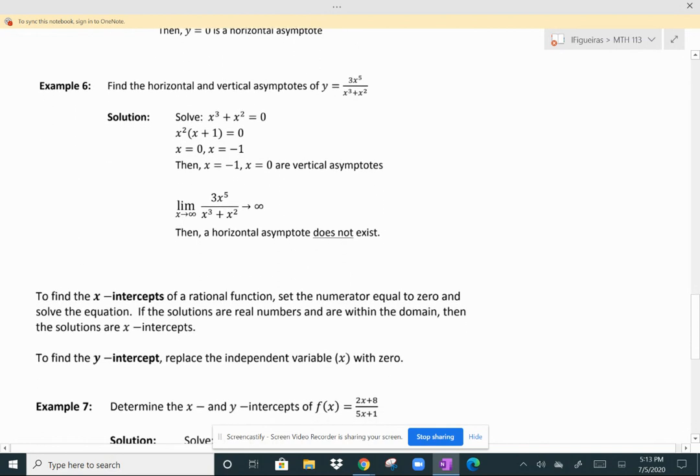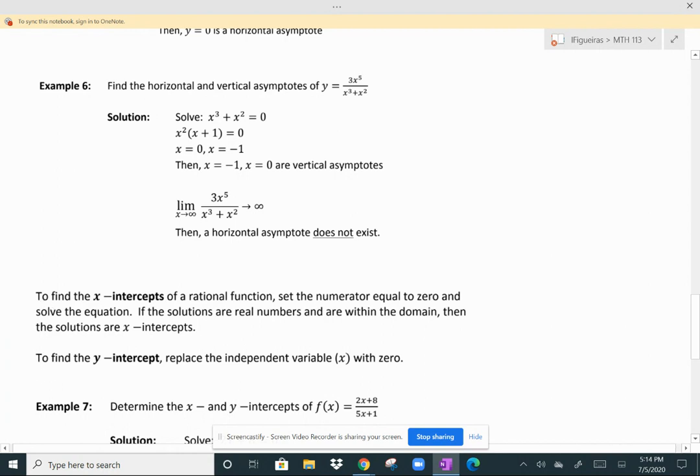So what are x and y intercepts? It's similar to what you've done with other types of functions, linear functions and quadratic functions. X-intercepts are points on the graph where the graph crosses the x-axis. Y-intercepts is where the graph crosses the y-axis. You may have both x and y intercepts in a rational function. You may have neither, or just one, just x-intercepts or just a y-intercept.